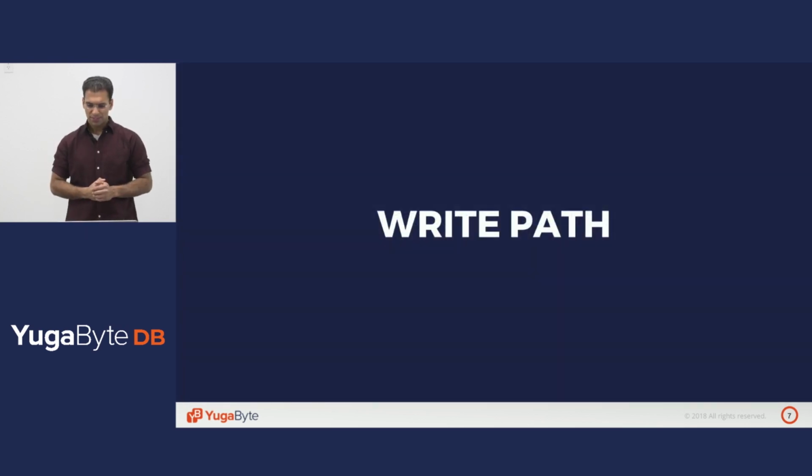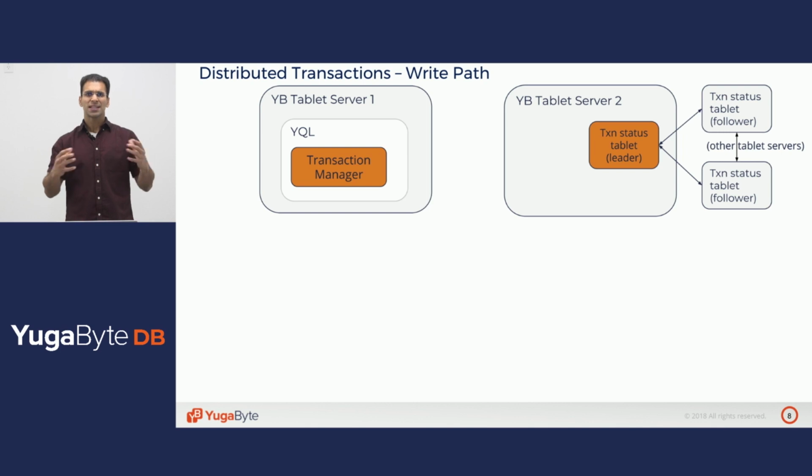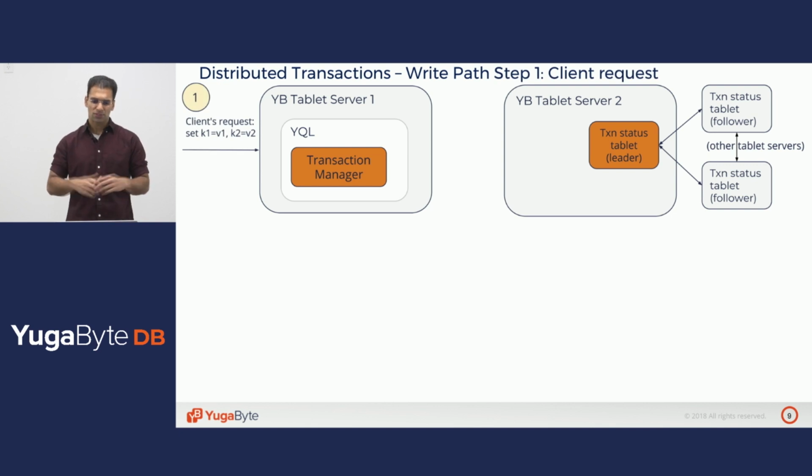Okay, so let's dive right into the write path of transactions. Now, let's take the example of an incoming transaction or a query that hits a transaction manager. A transaction manager lives on one of the nodes, in this case, tablet server number 1. The client tries to change two keys to two different values in an atomic fashion. It's trying to set key 1 to value 1 and key 2 to value 2. Now, by virtue of it being a transaction, this entire operation should happen atomically or should fail.